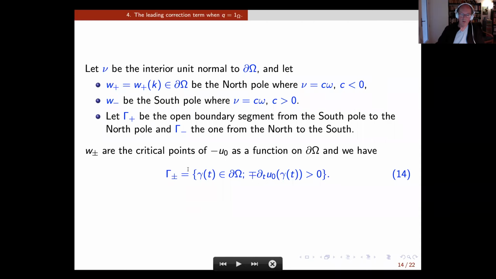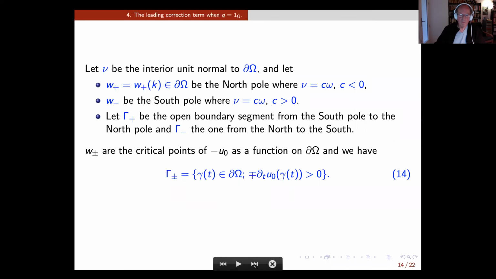And gamma plus is precisely the set of gamma t where the derivative of minus u naught is strictly positive, and gamma minus is the set of points where the derivative of minus u naught is strictly positive. Actually, maybe we should have switched the definition here so that u naught changes sign, but at least we have, hopefully, not too many sign errors in the computations.